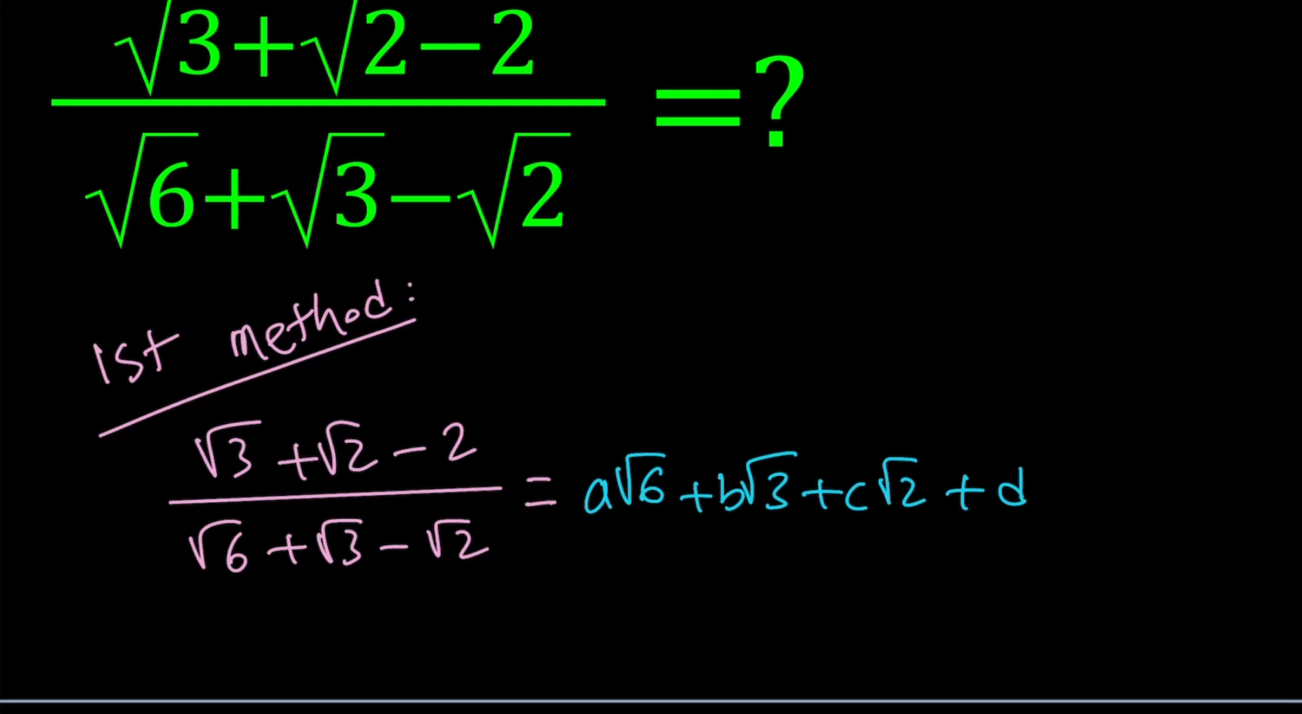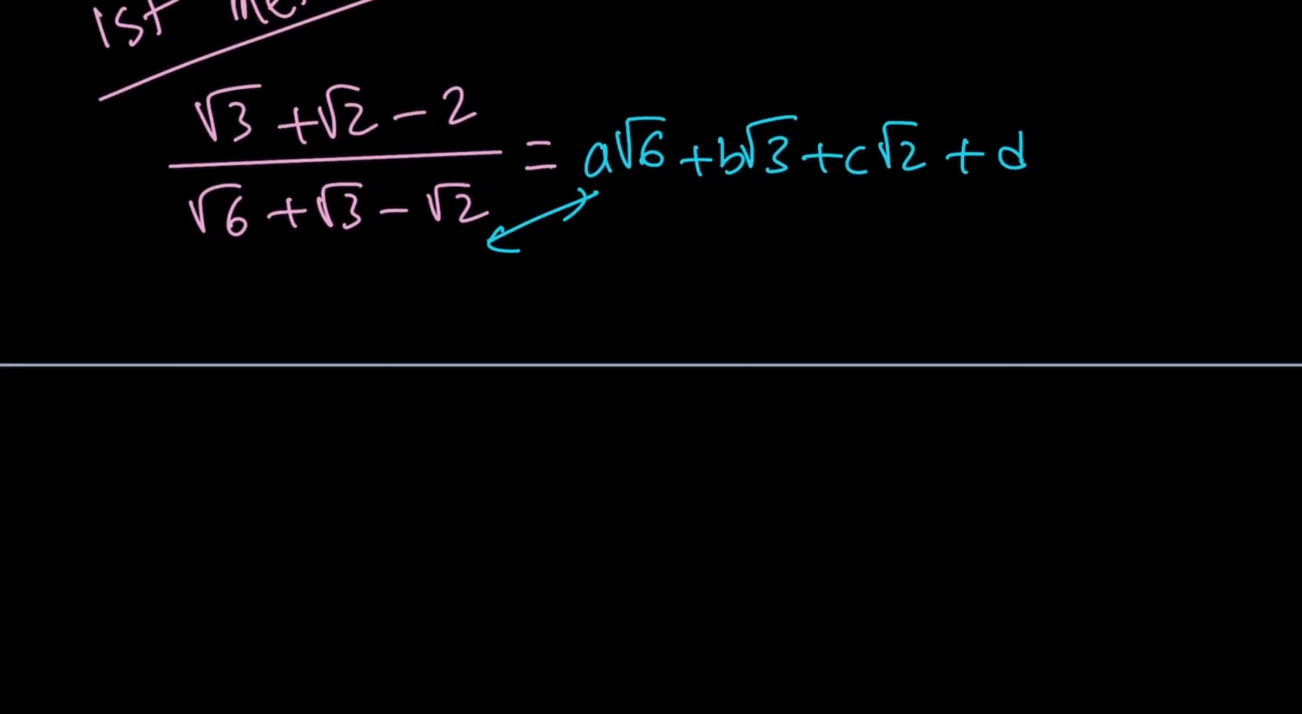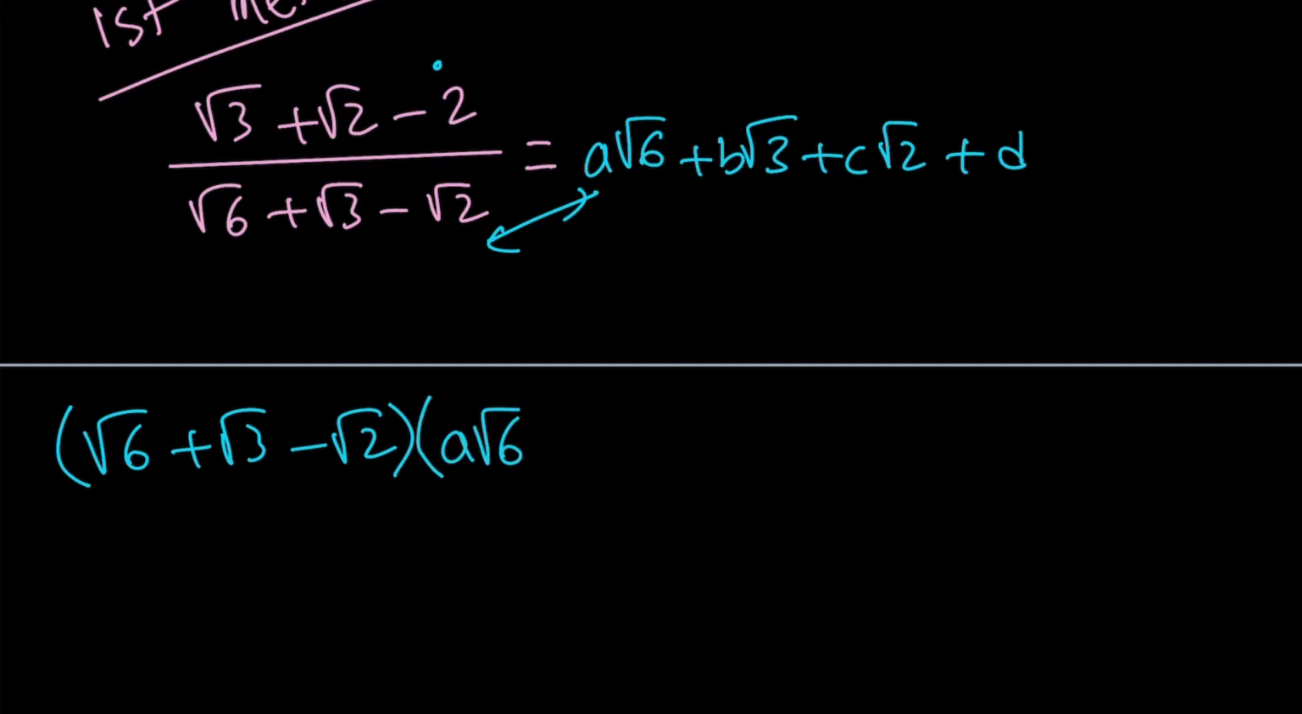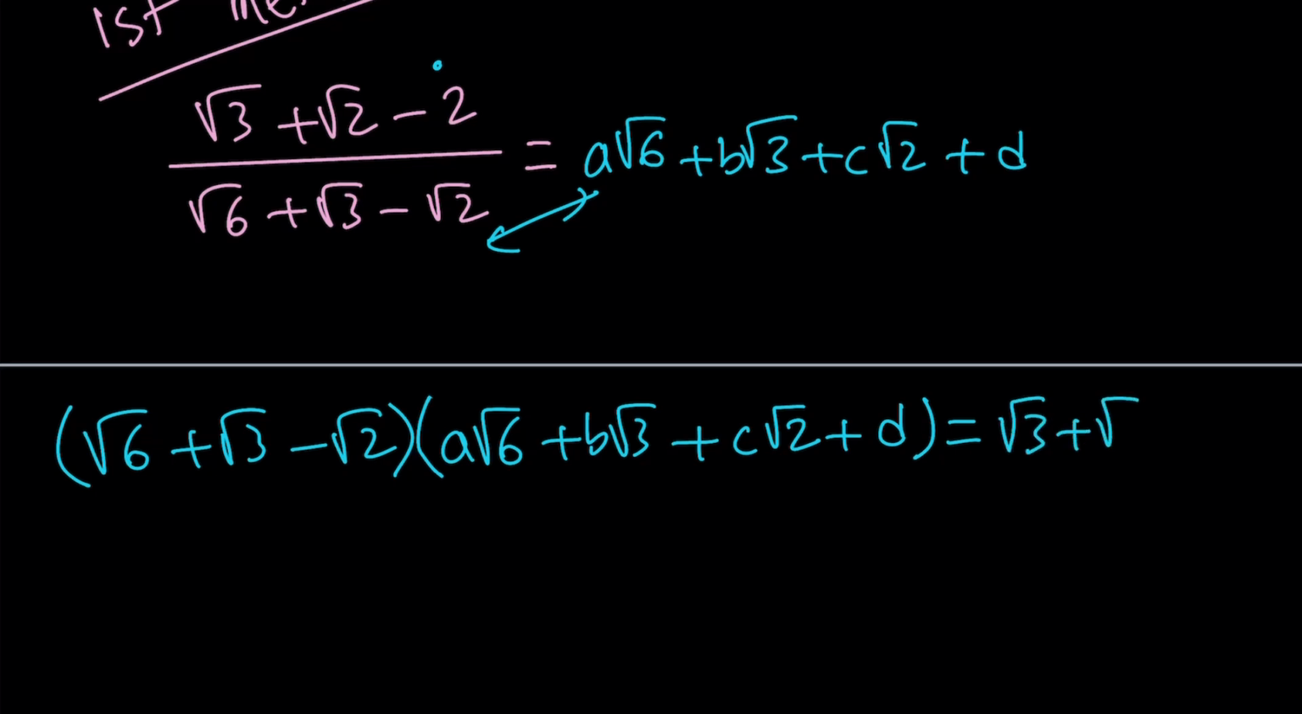So here's what we need to do next. Cross multiply and set it equal to the numerator. So we're going to have something that looks like this: (square root of 6 plus square root of 3 minus square root of 2) multiplied by (a root 6 plus b root 3 plus c root 2 plus d). And this is supposed to equal the numerator, which is root 3 plus root 2 minus 2.